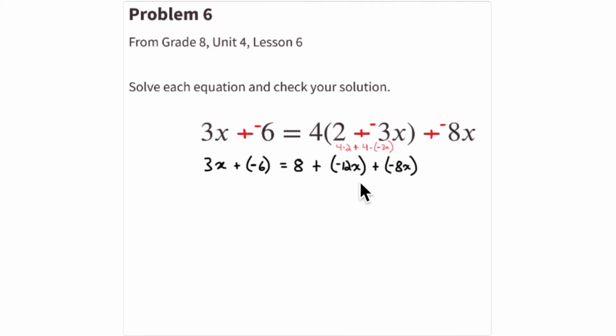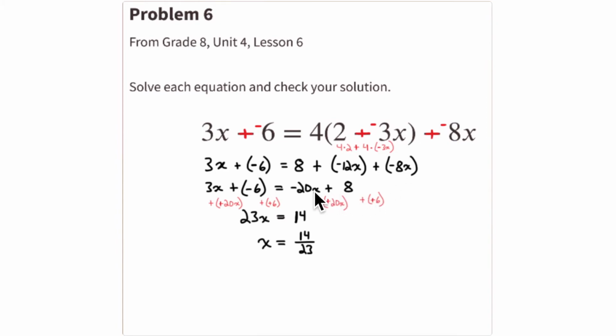You can combine these two terms right here. So that's a negative 20x, and I'm going to use the commutative property to move the negative 20x over here and the 8 over here, just so that it's in the same order as this side, so I can see things a little bit better.